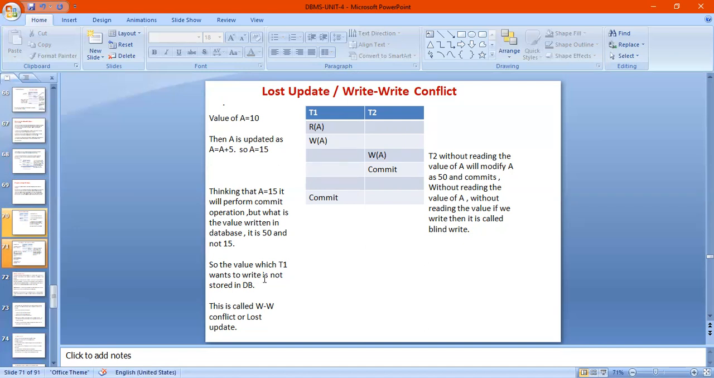At the same time, let's see the transaction of T2, what's happening. T2, without reading the value of A, will modify A as 50 and commit. If a value is written without reading it, then it is called a blind write.